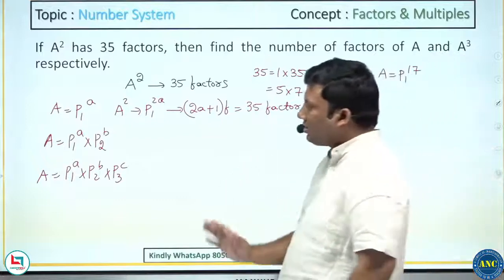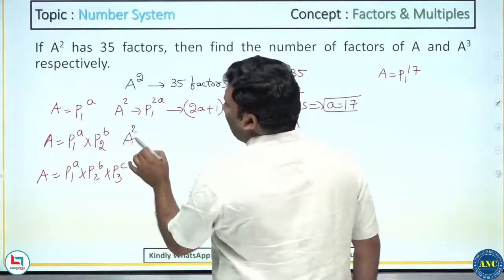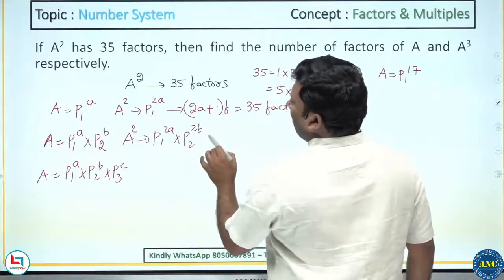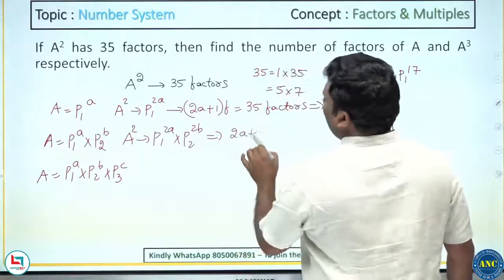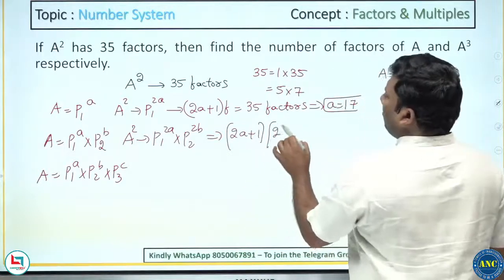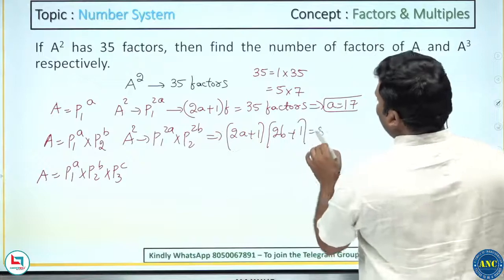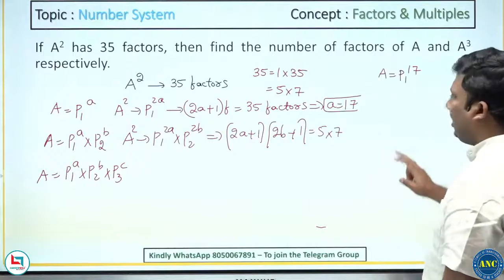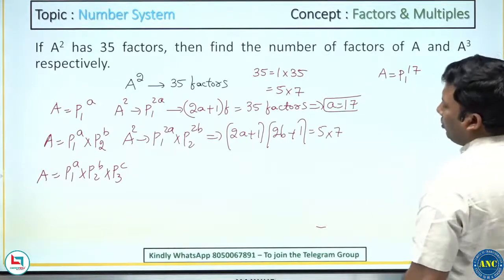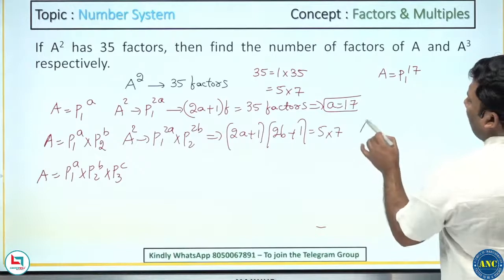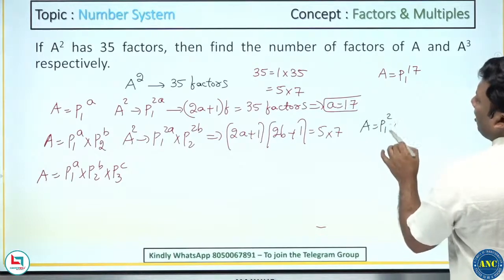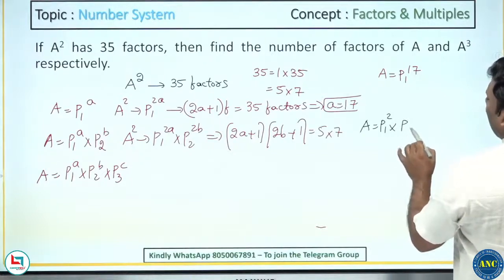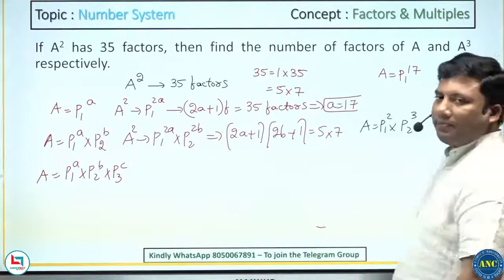I hope the idea is clear. A square will be P1 power 2a into P2 power 2b. Number of factors will be 2a plus 1 into 2b plus 1, equivalent to 5 into 7. 2a plus 1 is 5, so a value is 2. So A will have P1 power 2. 2b plus 1 is 7, so b value will become 3, P2 power 3.